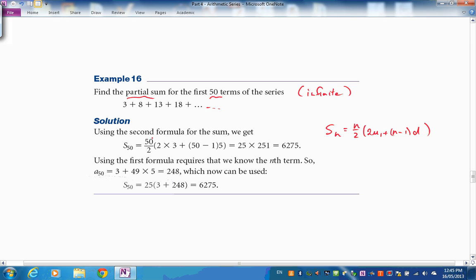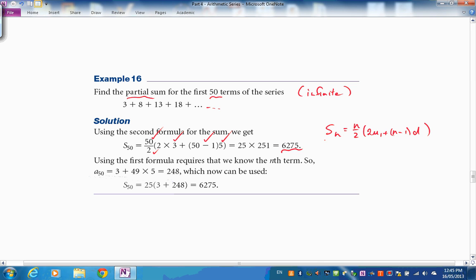Okay, let's put the numbers in. 50 terms divided by 2, 2 times the first term, n minus 1 times d, and there we have it. A very neat way of adding up all those terms. Okay, so that's our solution.